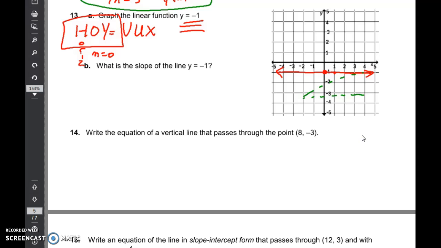What is the slope of the line? Well, we just said that in our Hoy-Bucks. The round figure is for slope equals 0.